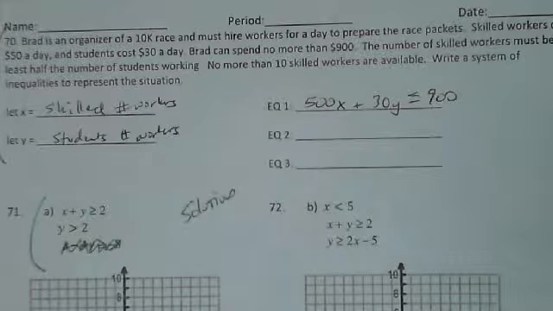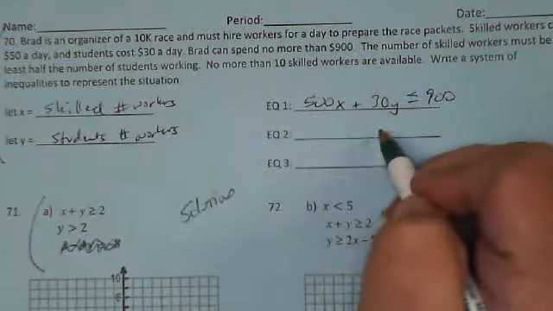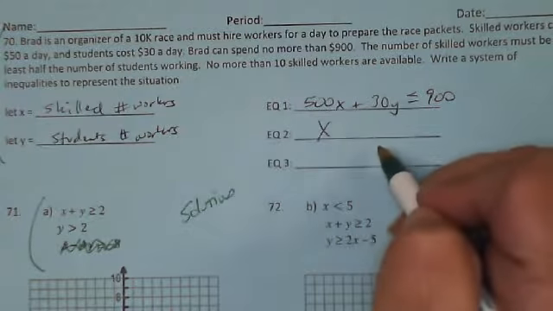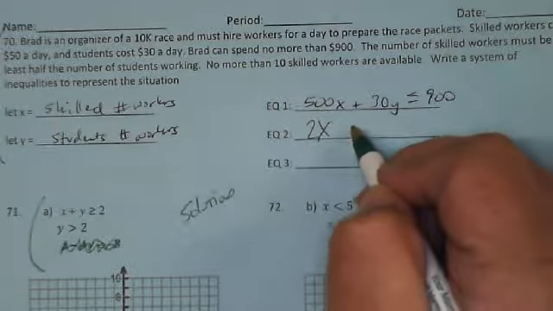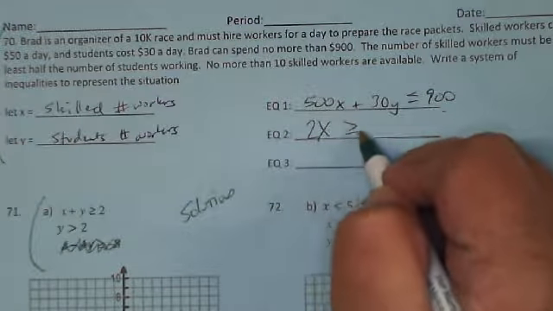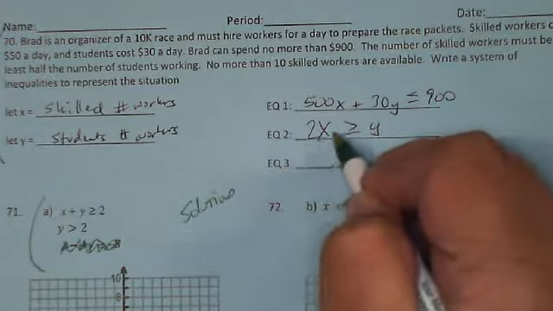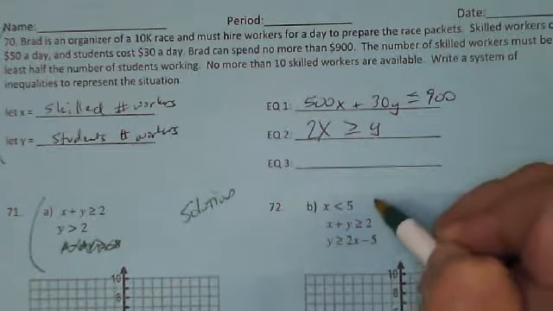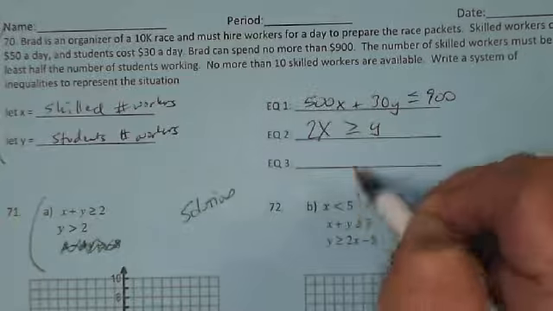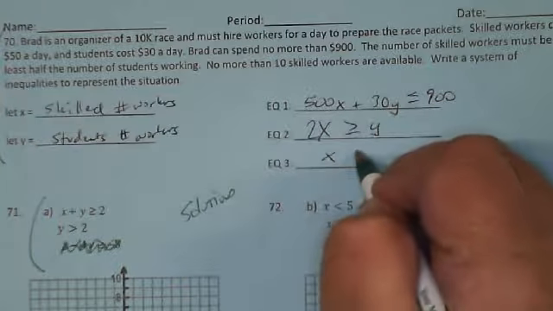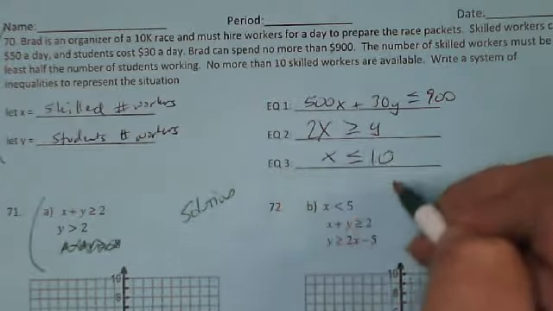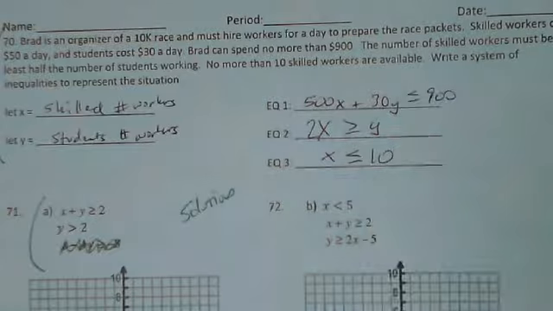The skilled number of workers must be at least half the number of students working. So the skilled number, X, has to be at least half of the number of students working. So 2 times that skilled worker has to be greater than or equal to that y, or you could have said y over 2. X has got to be greater than or equal to y over 2. That's why I put the 2 over there. And then the last one, no more than 10 skilled workers are available. So our x is going to be less than or equal to 10.